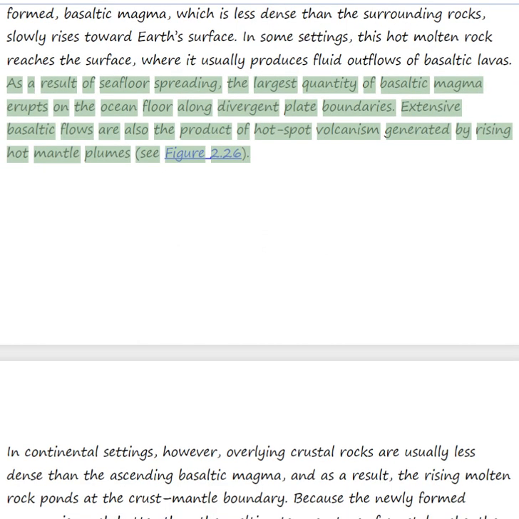As a result of seafloor spreading, the largest quantity of basaltic magma erupts on the ocean floor along divergent plate boundaries. Extensive basaltic flows are also the product of hotspot volcanism generated by rising hot mantle plumes.